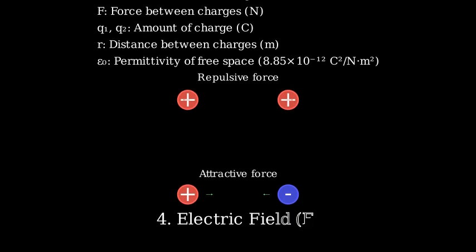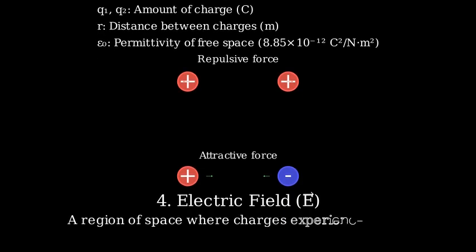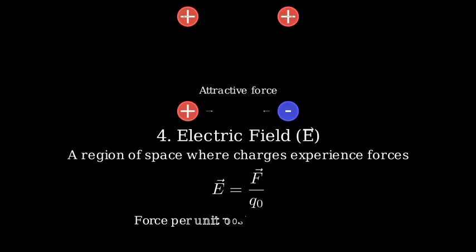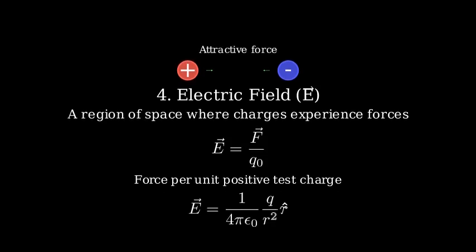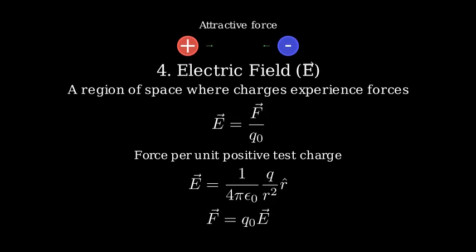Now, let's discuss the electric field concept. An electric field is a region of space where an electric charge experiences a force. It's a way to describe how charges influence their surroundings. Mathematically, the electric field at a point is defined as the force per unit positive test charge placed at that point. For a point charge, the electric field is given by E equals 1 over 4 pi epsilon 0 times Q over r squared times r hat, where r hat is the unit vector pointing from the charge to the point of interest. Physically, this means that if you place a small positive test charge in an electric field, it will experience a force given by F equals Q0 times E.